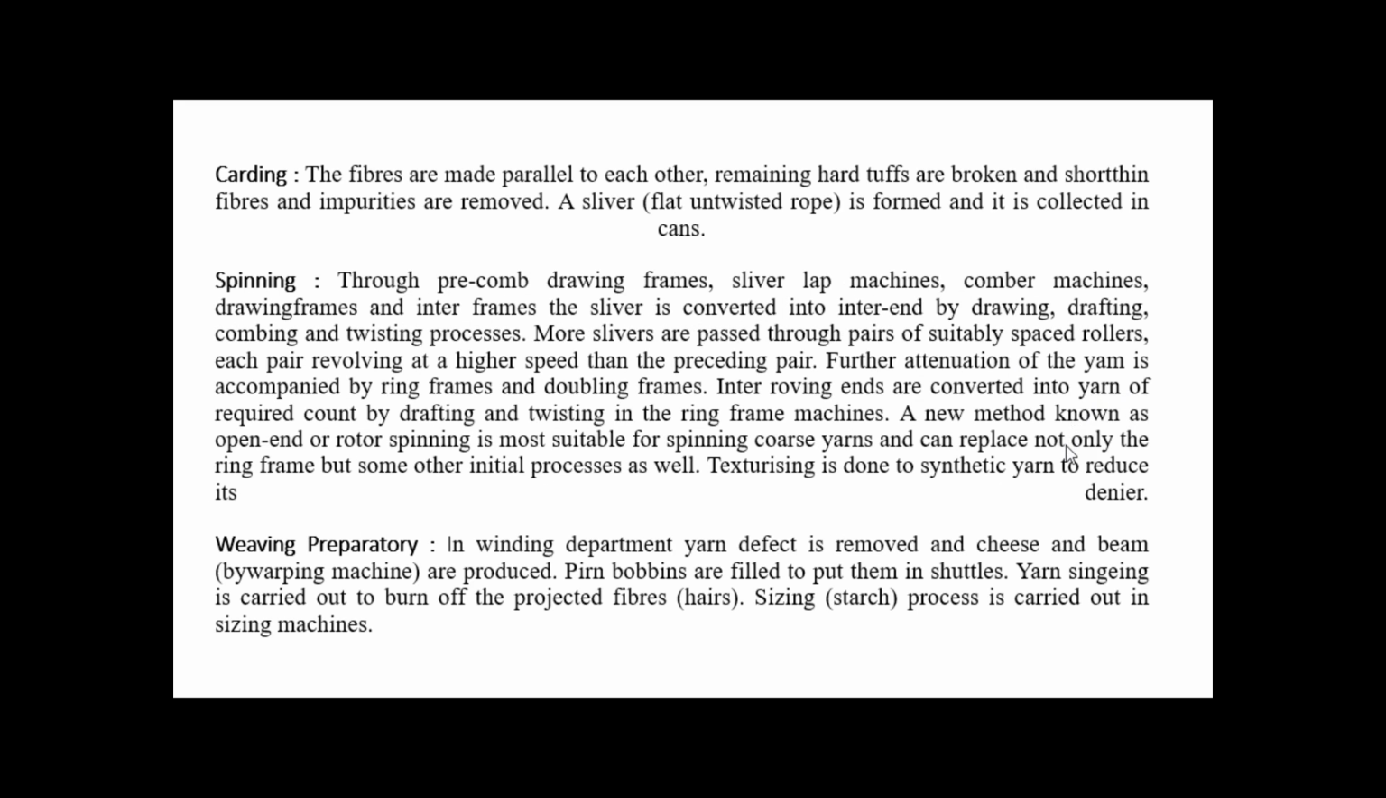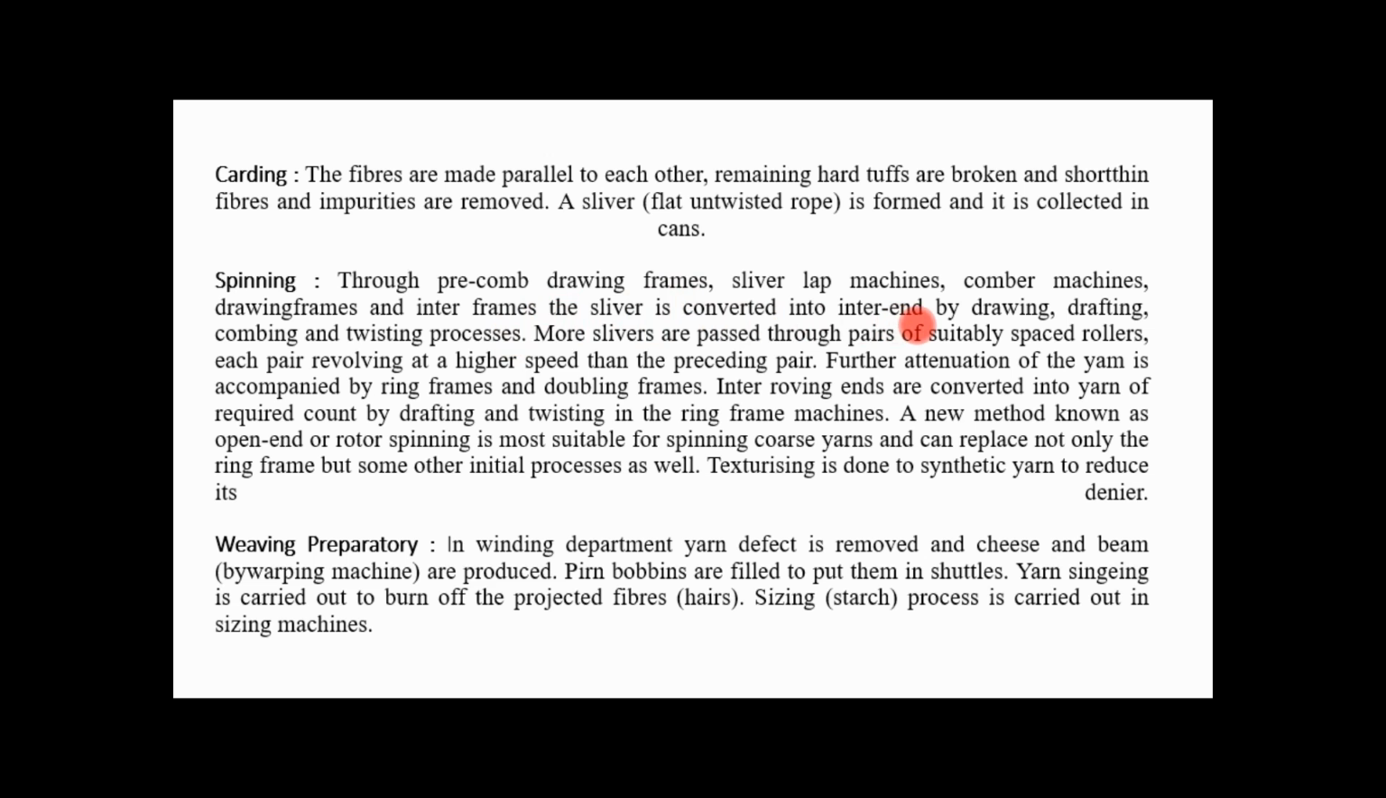The next step is carding. The fibers are made parallel to each other. Remaining hard stuff is broken, and short thin fibers and impurities are removed. A sliver, that is a flat untwisted rope, is formed and collected in cans. That is the carding operation. Then the spinning operation: pre-comb drawing frames, sliver lap machines, comber machines, drawing frames and inter frames.